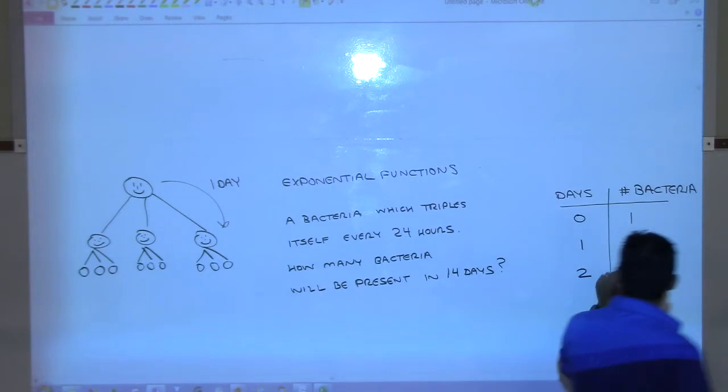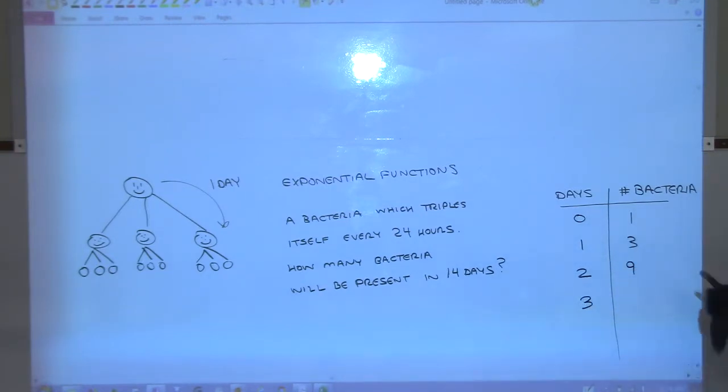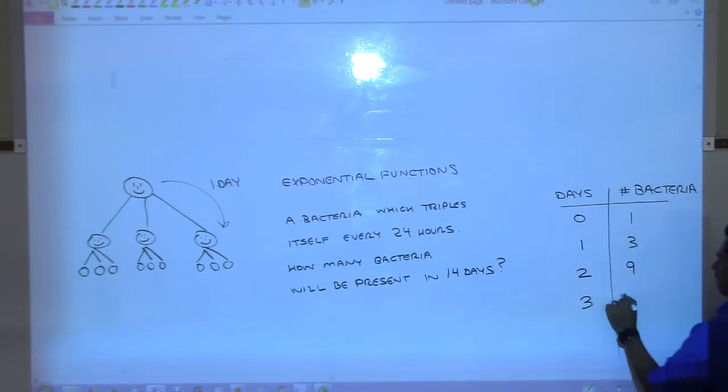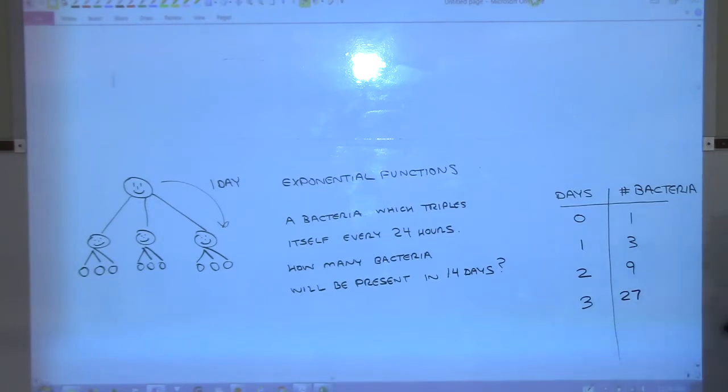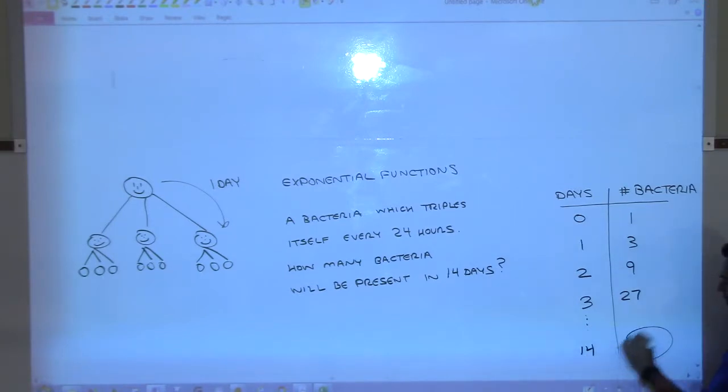And then what's going to happen after the 3rd day? You're going to have 27. Each of those 9 become 3. So you're basically multiplying this 9 by 3, and you're getting 27. This is growing extremely fast, all right? It may not seem like that's fast, but wait till we answer the question, all right? So right now, we need to figure out what's happening at 14 days, right? So what is happening at 14 days?